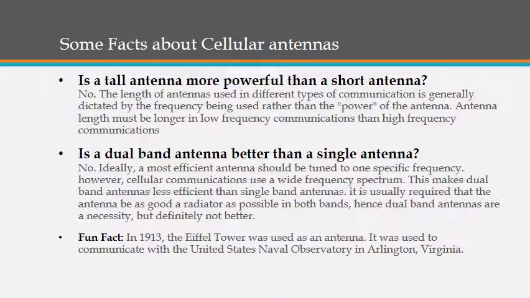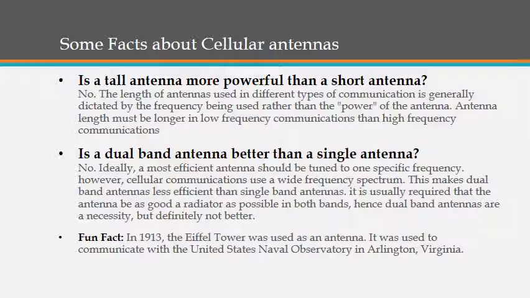Now, a fun fact about cellular antennas. In 1913, the Eiffel Tower was used as an antenna. Back when communication was at very low frequency, the antennas had to be very large to get any sort of radiation. The Eiffel Tower fit this criteria well and was used to communicate with the United States Naval Observatory in Arlington, Virginia.